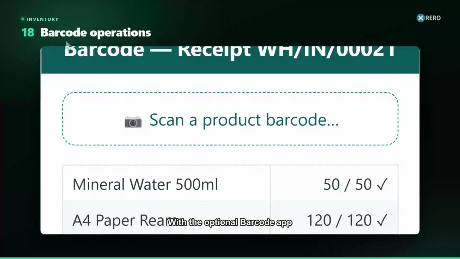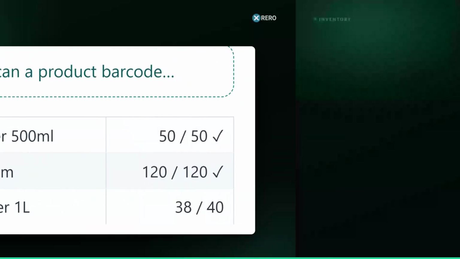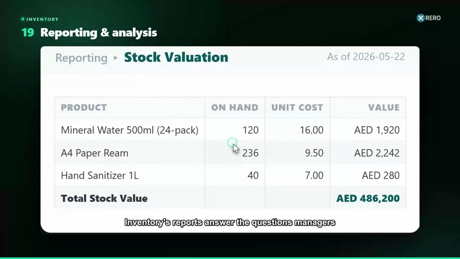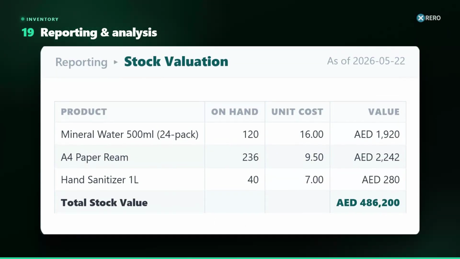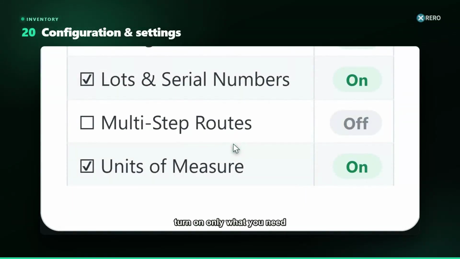With the optional Barcode app, your team processes receipts, deliveries, transfers, and counts by scanning instead of typing. Far faster and less error-prone on the warehouse floor. Inventory's reports answer the questions managers ask most. What is my stock worth? What moved? And what will I have next month? Most advanced features are switched on here first. Turn on only what you need to keep the screen simple.